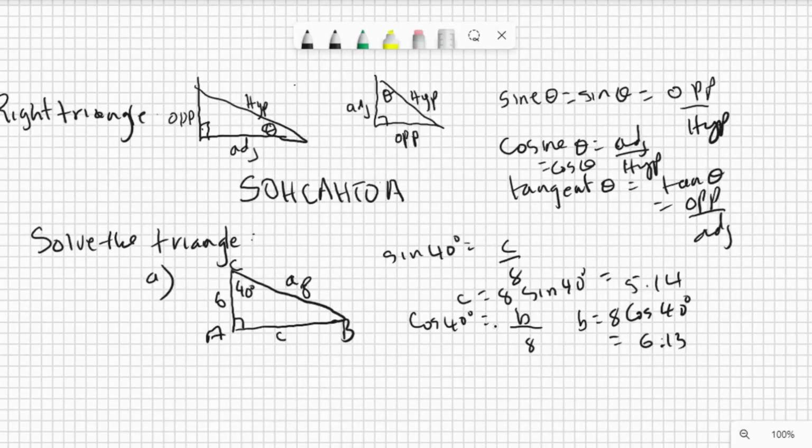Now, I know b, I know c, I have to find angle B. Since I know this angle A is 90, this is 40, the total of the three of them is 180. And since angle A is already 90, angle C plus angle B must be 90 degrees. Therefore, angle B is 90 minus 40 degrees, which is 50 degrees. So solve the triangle means finding all the unknowns we have.